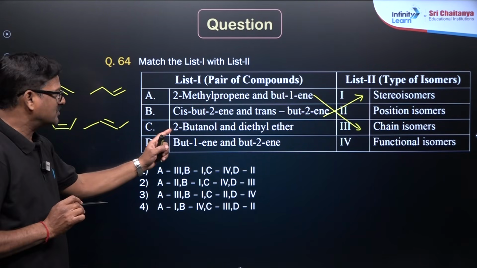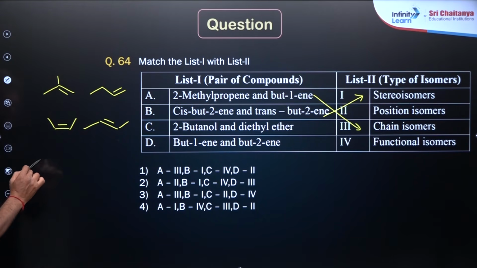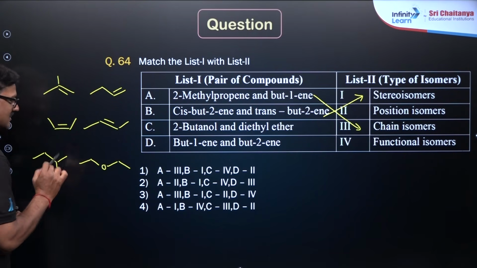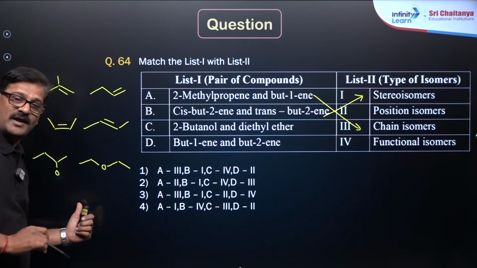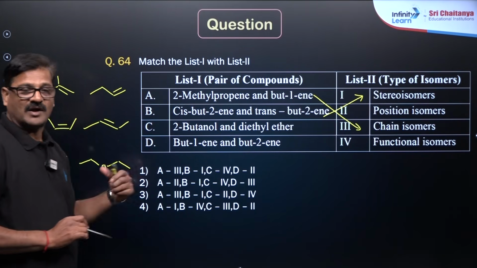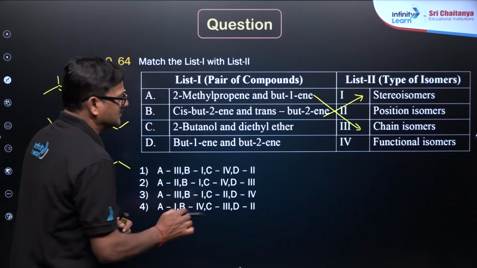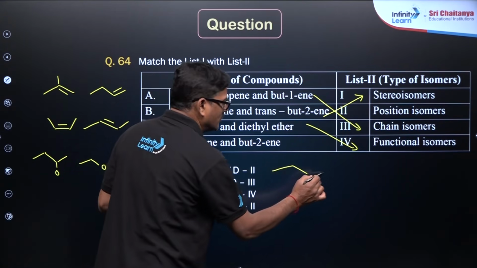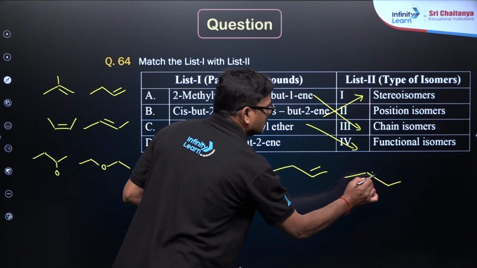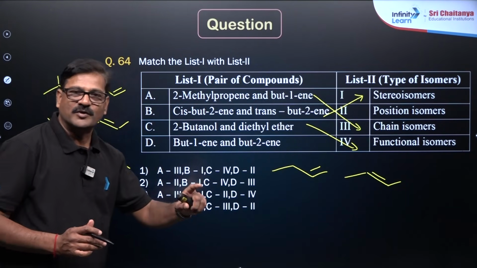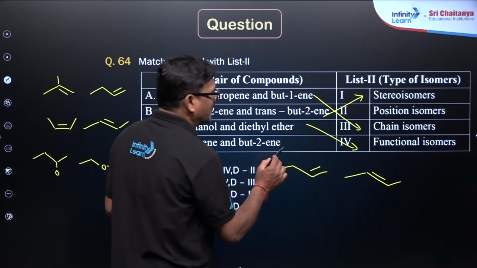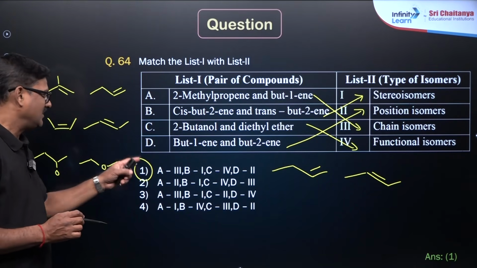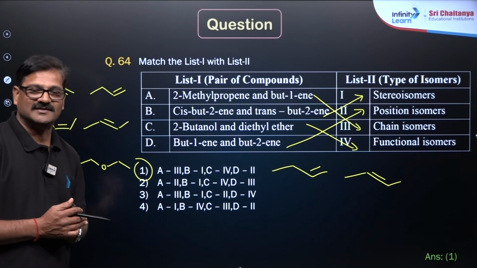And 2-butanol and diethyl ether. So 2-butanol and diethyl ether are going to be functional isomers. One has an alcohol group, another one has an ether group. I want to say they are functional isomers. And also but-1-ene and but-2-ene, this is but-1-ene and this is but-2-ene. So the double bond position is changed, so we can say these are position isomers. Based on this, the correct answer is going to be A3, B1, C4 and D2.